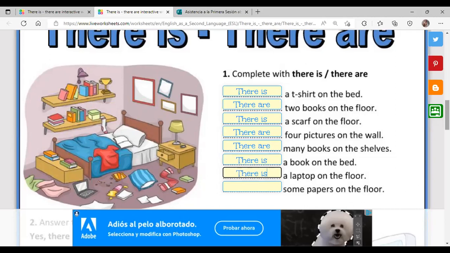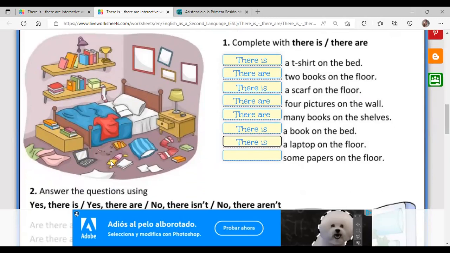Some papers on the floor. Some papers, look at this. They are scattered on the floor. Están regados en el piso. Vean, there are some papers.